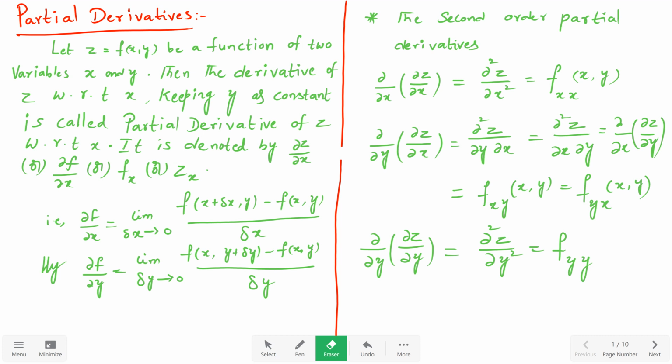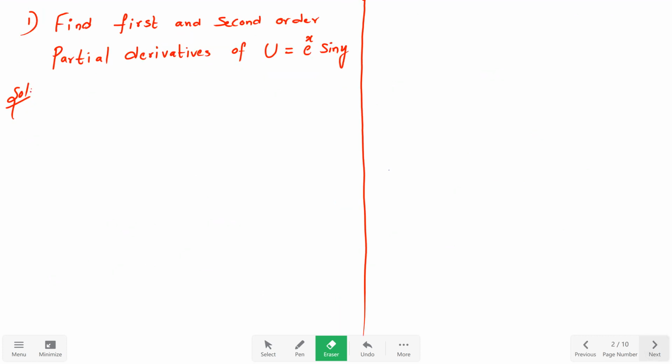∂/∂y of ∂z/∂y is equal to ∂²z/∂y², that is equal to f_yy. This is the definition. Let us take one example. Find the first and second order partial derivatives of u equals e to the power x times sin y.